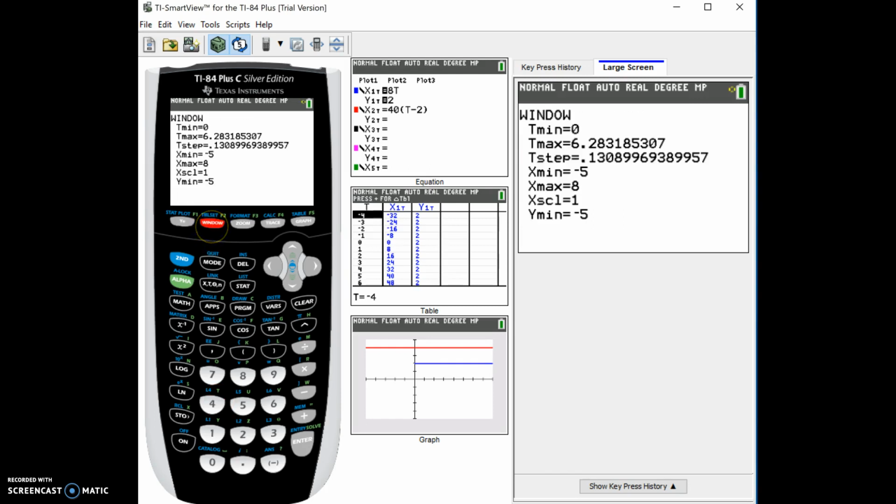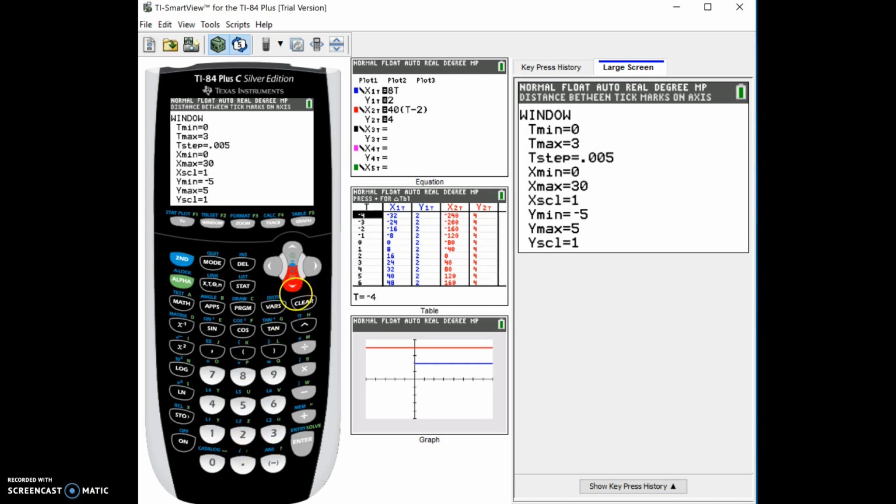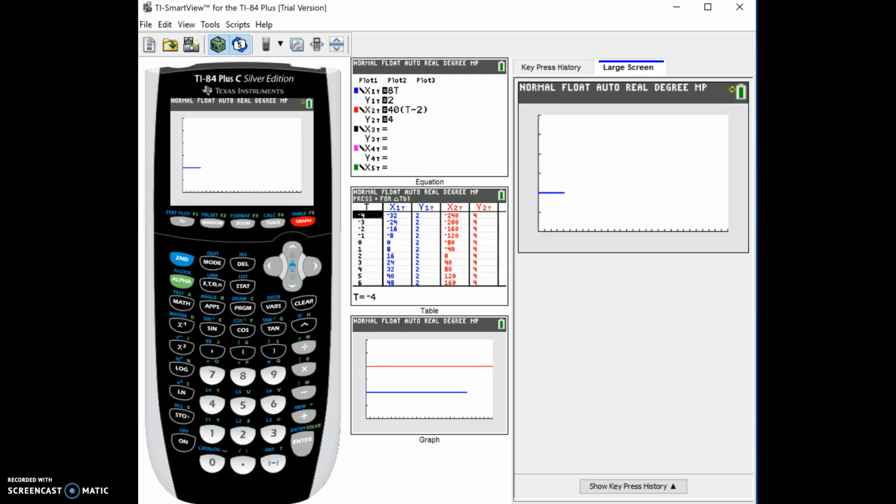The window setup is very important for these to get the right values to see the actual motion. So again, 0, 3, 0.005, 0, 30. I already kind of decided on these. You kind of almost have to solve the problem to set these up. Now on the computer calculator, it does go a little bit faster. So now I'm going to hit graph, and it's going to show the motion. So there's Tanya running, and then all of a sudden, here comes the car.